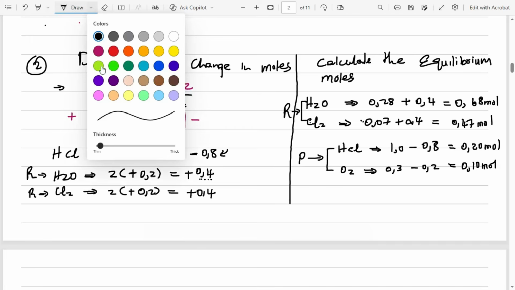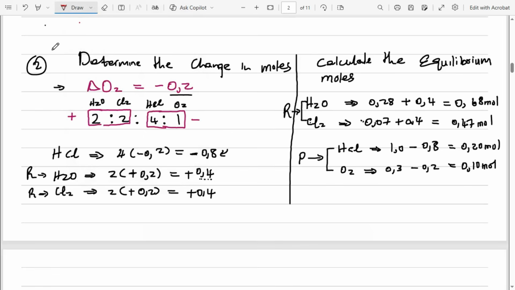Okay, so I'm just going to try and highlight these answers. This is the number of moles at equilibrium, number of moles at equilibrium, number of moles at equilibrium, number of moles at equilibrium. Let's quickly do our graph. Hopefully when I do the graph, everything will start making sense now.